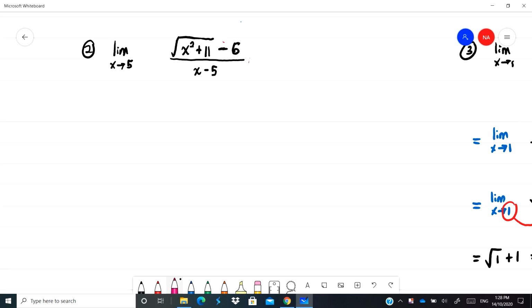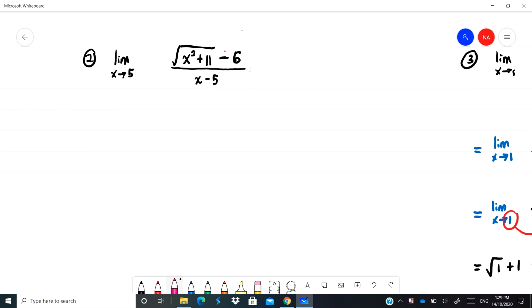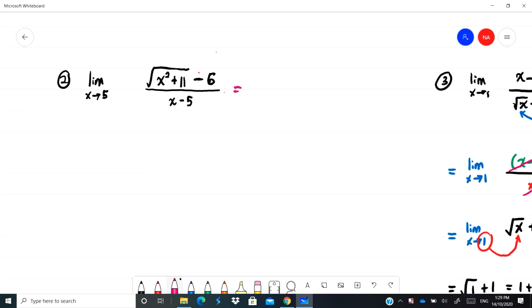Let's have a look at the second example. Here we have to try to substitute the value of x with 5 first. So if you try to substitute the value of x here, you'll get 25 plus 11 and get 36. Square root 36 is 6, minus 6. So in this case, this is actually a 0 over 0 case. So to solve this problem, you have to use the conjugate. So you have to multiply with the conjugate of what we call the numerator. So in this case, the conjugate is given by square root of x squared plus 11. Because it is minus, it will have plus here, so you have plus 6. So over the same thing, the same term here, right? So square root of x squared plus 11 plus 6.